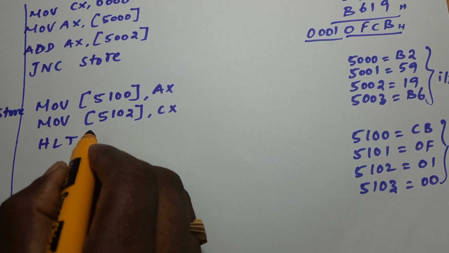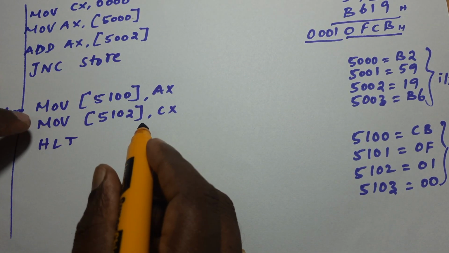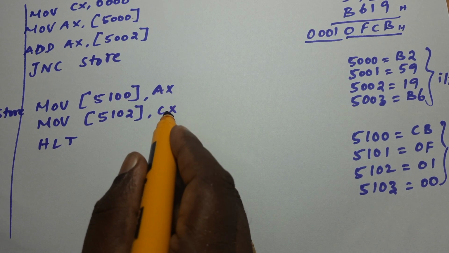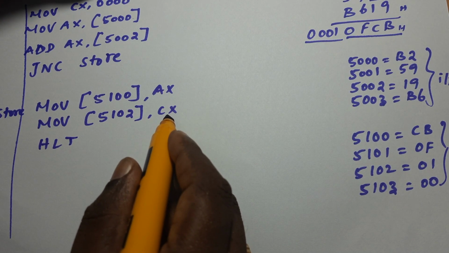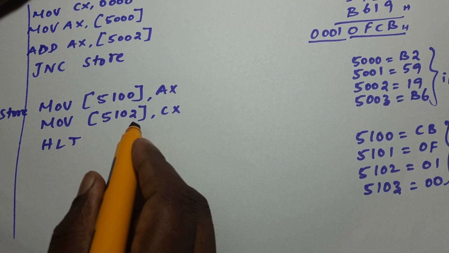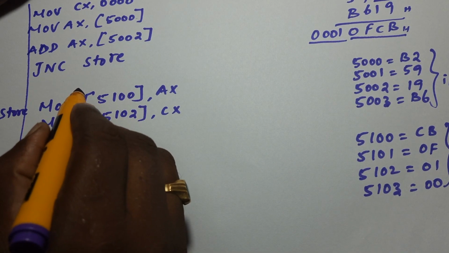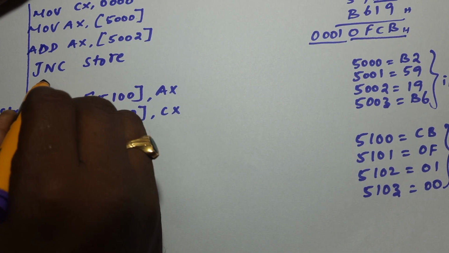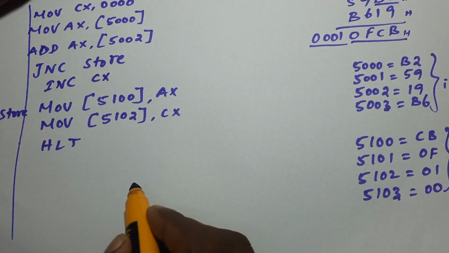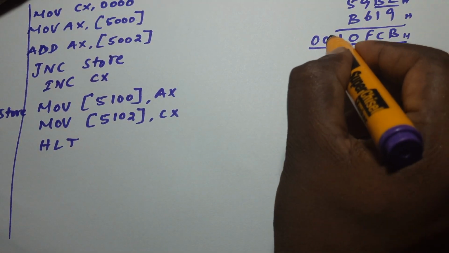But another condition, if the carry is not set, yes, we are storing the AX value as well as CX. There is no carry in CX, so CX is already initialized to 0000, and this is actually stored in 5102. The program is over. But if the carry is set, what we need to do? We need to increment CX. So in our case, carry is actually set.